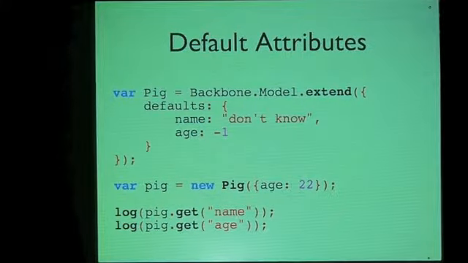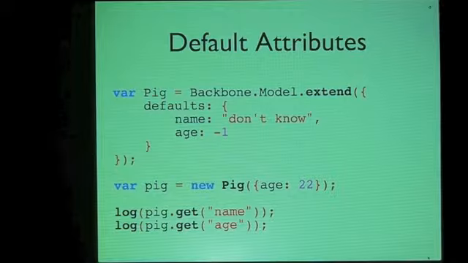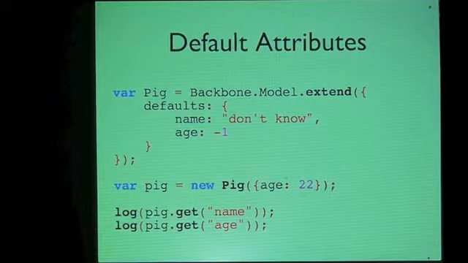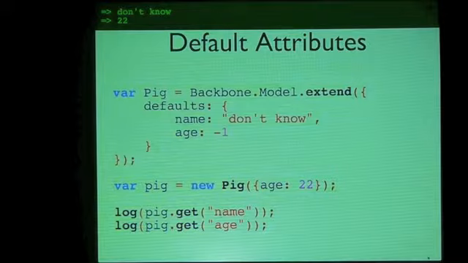So default attributes. What if I want to set up a name and an age for every instance, but I don't want to provide them when I construct them? I can do that with defaults. I specify a defaults hash when I extend a model. And now every time I create a new pig, I will start out with a name of don't know and an age of -1. So here I create a pig with an age of 22, and its name should be don't know. And you see its name is don't know.